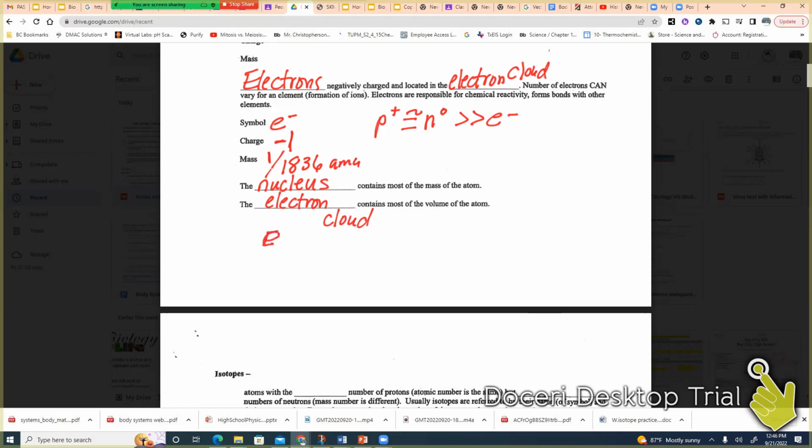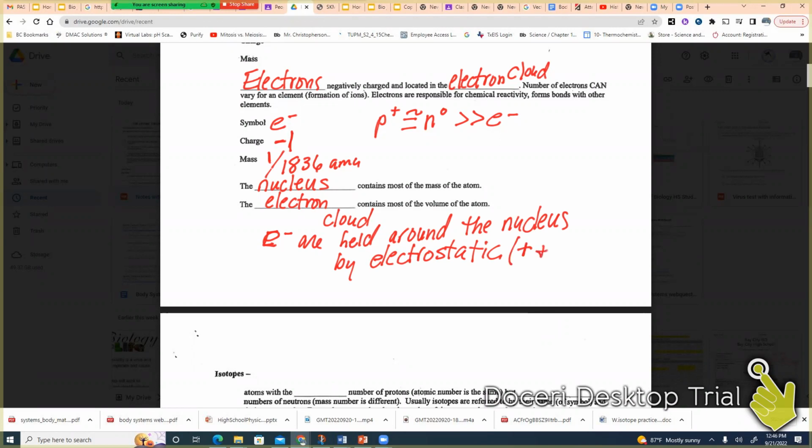The electrons are held around the nucleus by electrostatic attractions. Anybody know what electrostatic attractions are? Electrostatic is when you have something that is positive and something that is negative, and so opposites attract. So since your nucleus is positive and your electrons are negative, that's what keeps the electrons around the nucleus. Electrostatic forces.